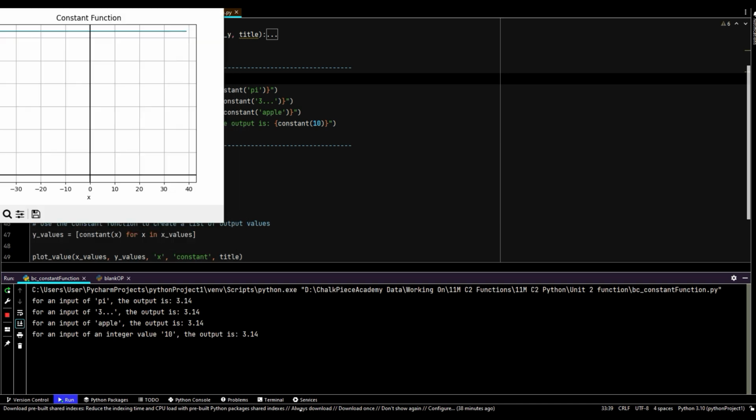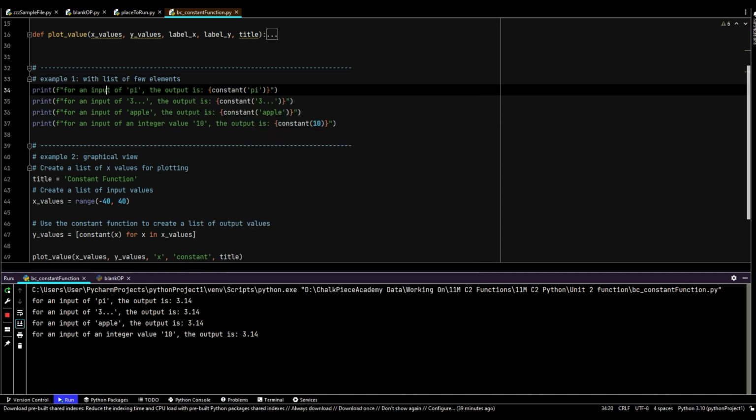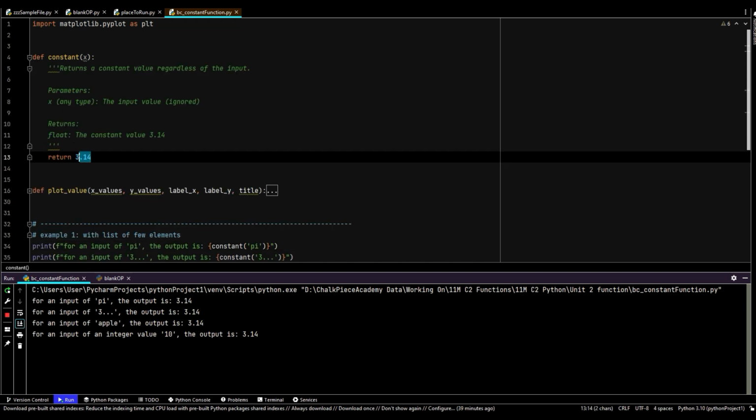So let's look at the graphical view. Here we are sending across a range of values, actually starting from -40 to +40, but still the output is 3.14. So let's open the constant function. Let's see what is happening. You can clearly see that it's returning 3.14, right? So that's all it does.